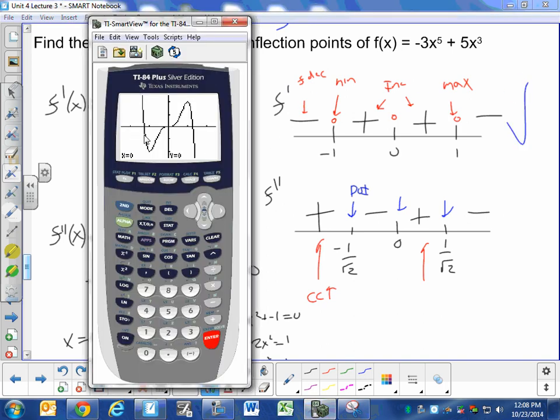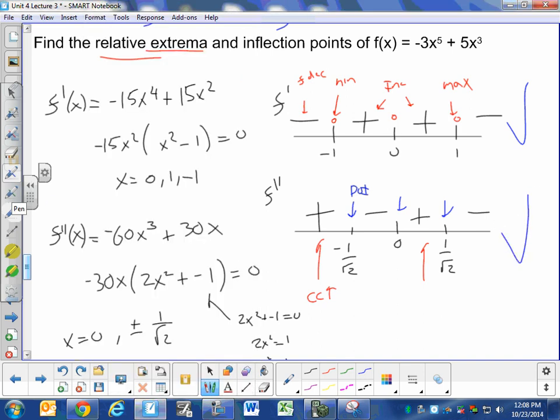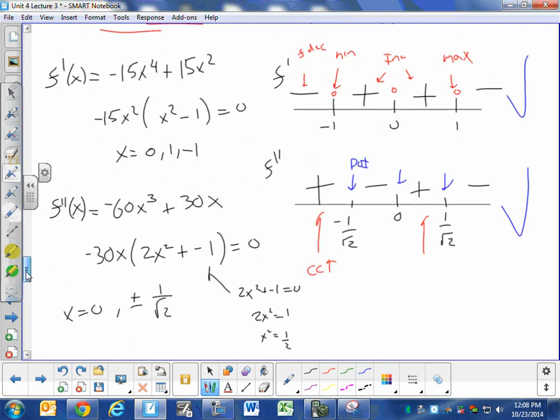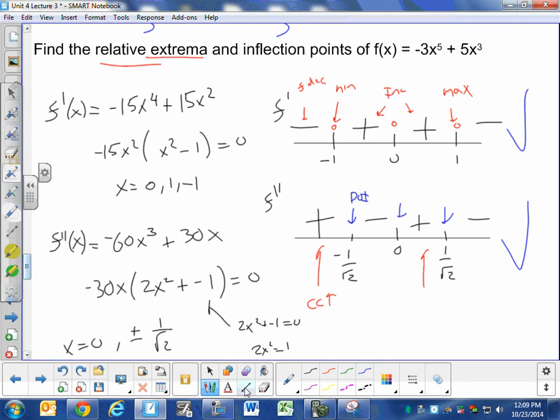And then I look at my concavity. I'm concave up until I get to this negative 1 over root 2, which I'm guessing is going to be right around here. And then I'm concave down, and then I'm concave up until positive 1 over root 2. That looks good. And then I'm concave down. So hooray, fun problem, concavity, maxes and mins. All right, that's it. Do your homework.